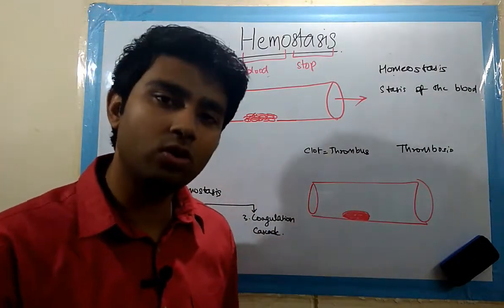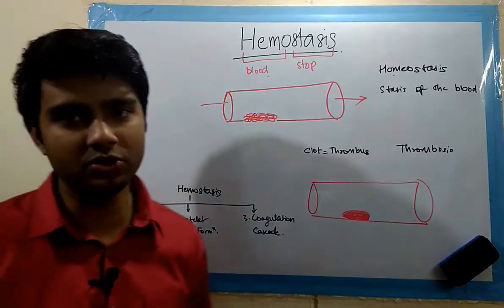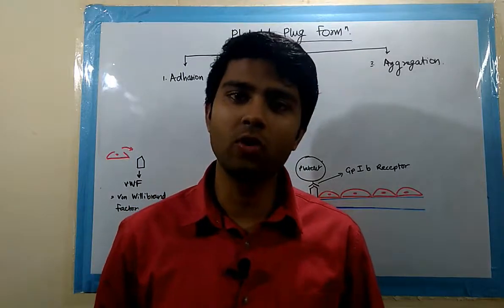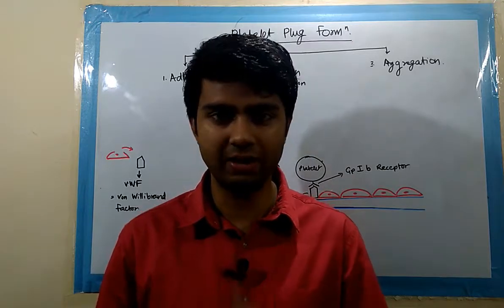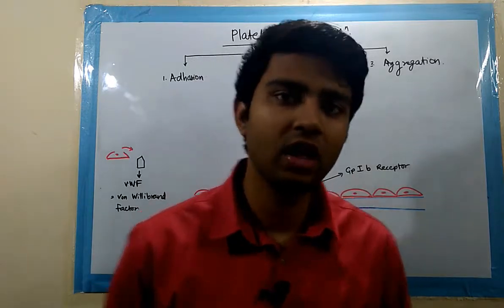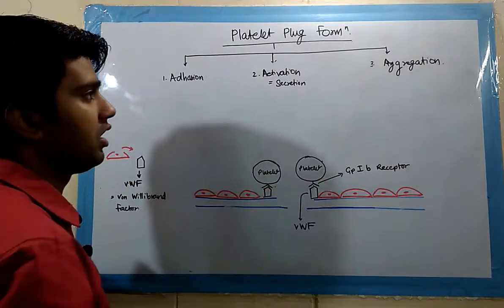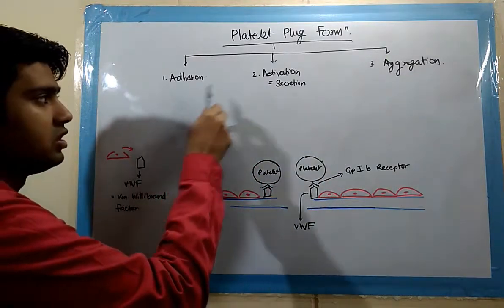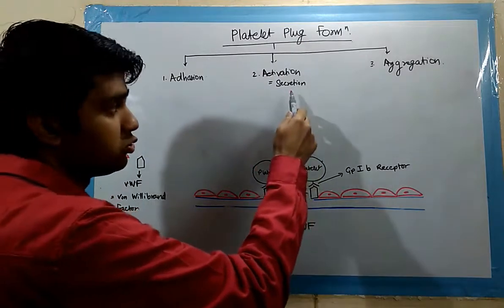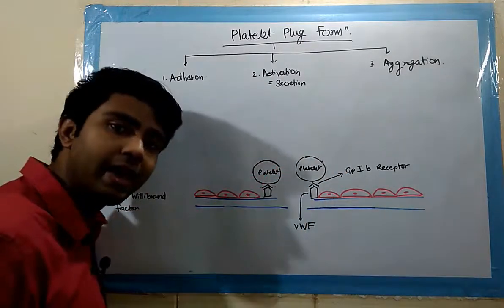Now let's move on to the detail of platelet plug formation. Okay guys, now let's talk about the second step of hemostasis, which is platelet plug formation, in detail. Now this step also has three steps in it. First is adhesion, second is activation, which is also called secretion, and the third is aggregation.